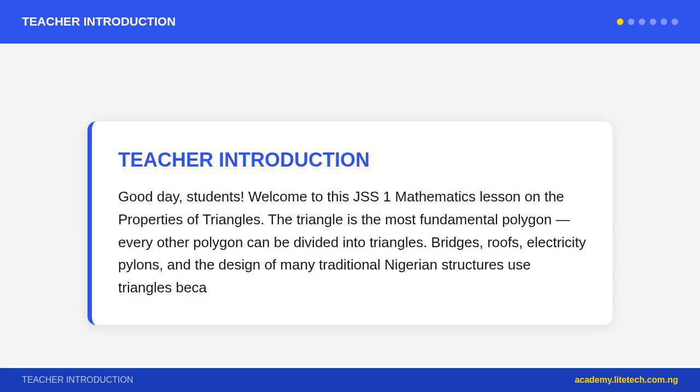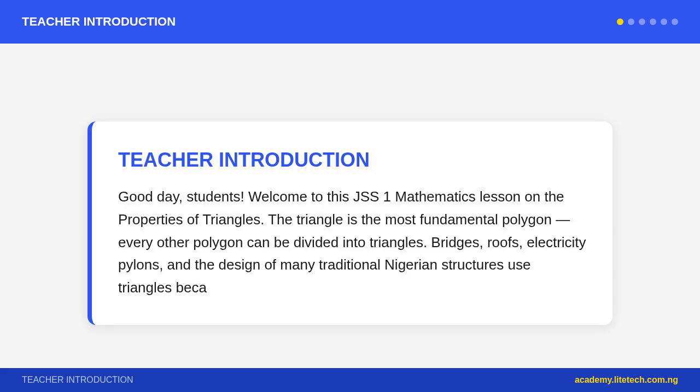By the end of this lesson, you will be able to classify triangles by sides and by angles, state the properties specific to each triangle type, prove that the angles of any triangle sum to 180 degrees, apply the exterior angle theorem, find missing sides using the properties of special triangles, and solve examination problems involving triangle properties.